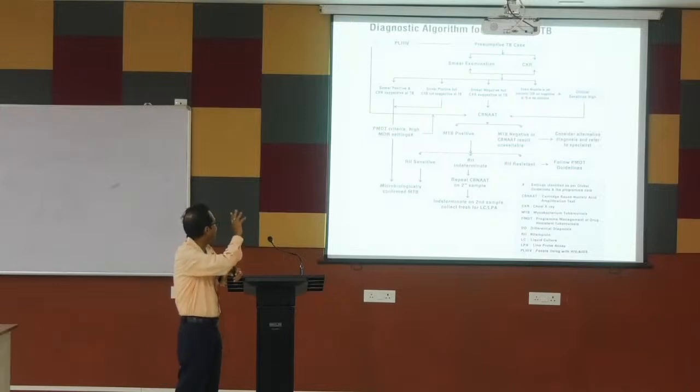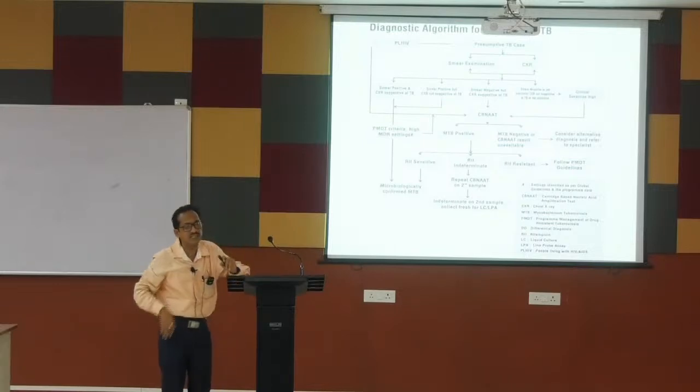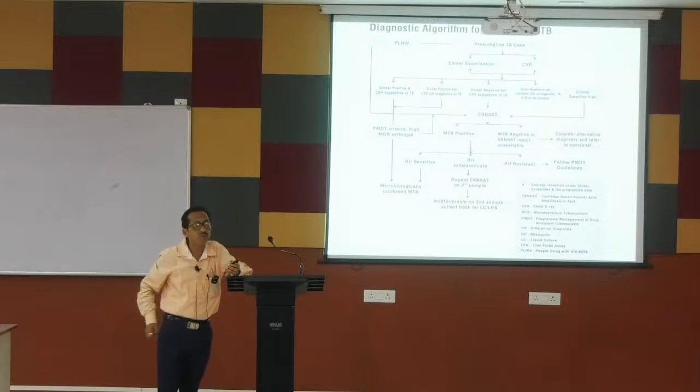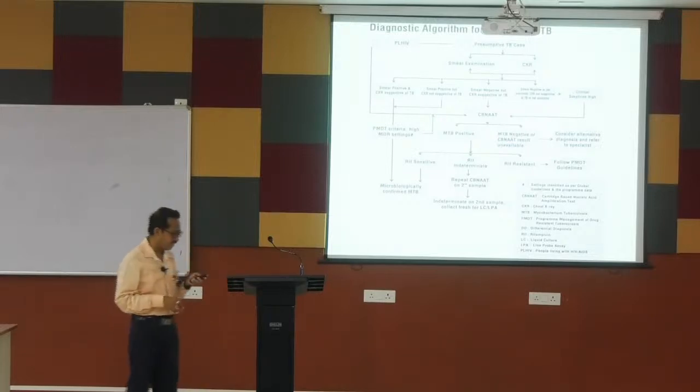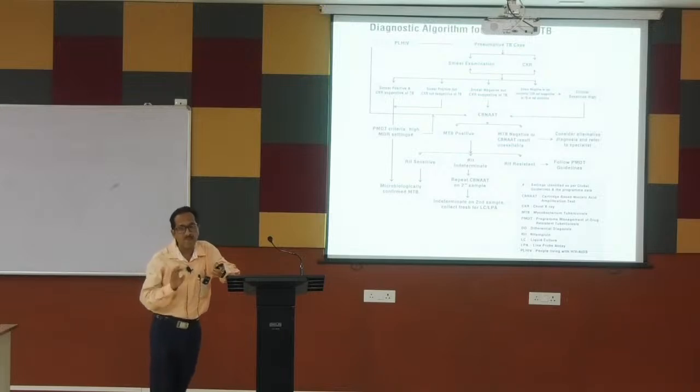Smear negative, but chest X-ray suggestive of tuberculosis. What is the chest X-ray that is suggestive? Last day I told, in which part of the lung the lesion will occur in tuberculosis. In adult tuberculosis, not the primary in children, what is the common X-ray finding? The common X-ray finding is involvement of the upper lobe. So any shadow in the upper lobe or any cavitary lesion is suggestive of tuberculosis.